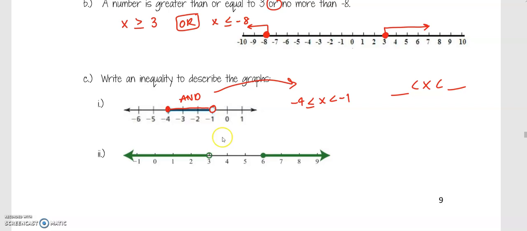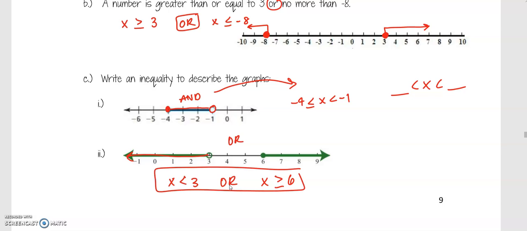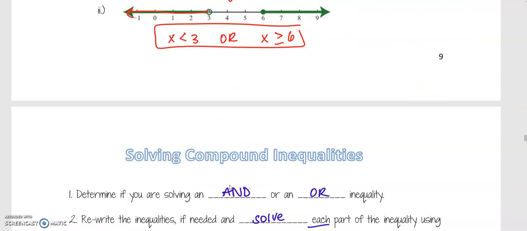This right away is an or inequality because there's two different parts. And I just think about what this represents. So I have an x, and then I've got a point on 3, and where is it shading? It's shading less than 3. Or I've got an x, some variable, and 6, and where's the shading? Greater than or equal to 6. Okay? Really understanding what the graphs represent.